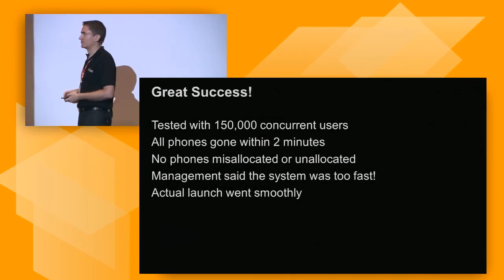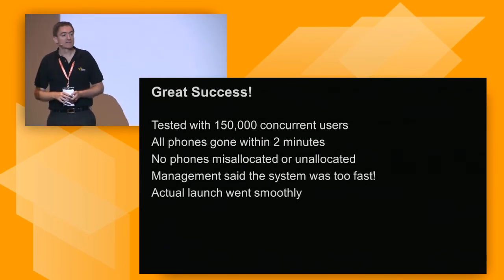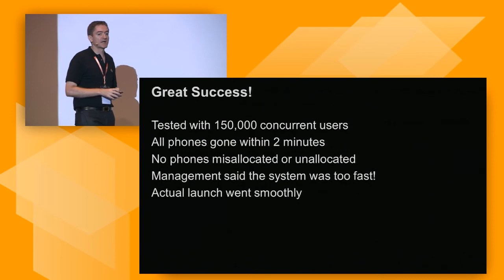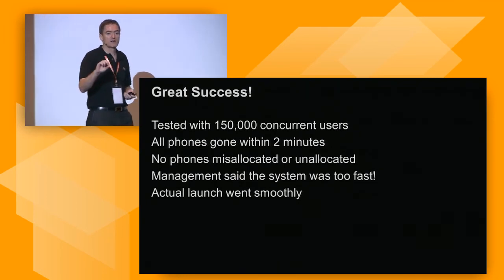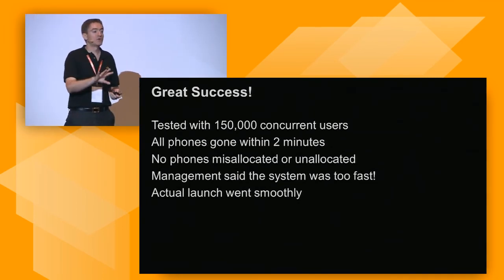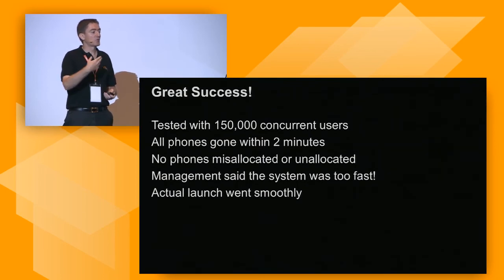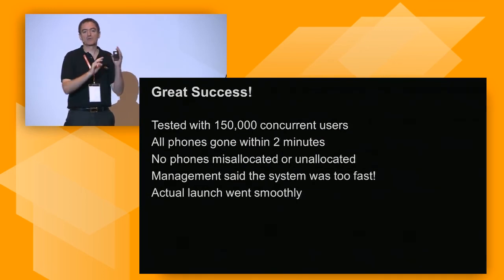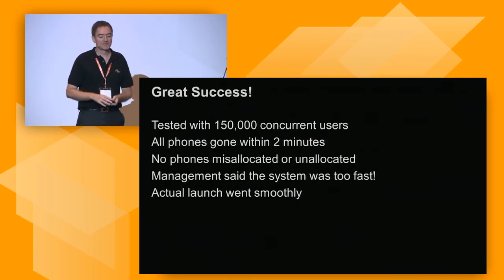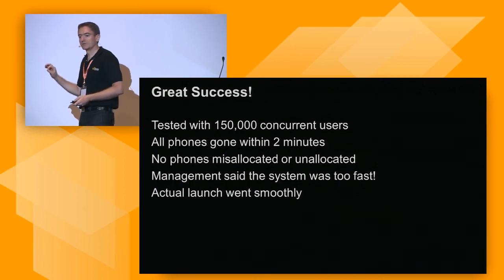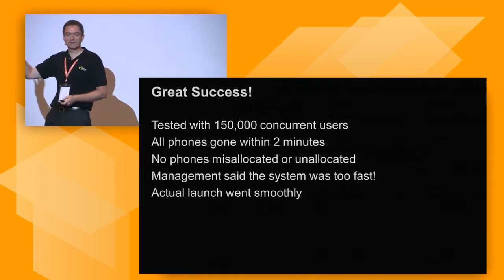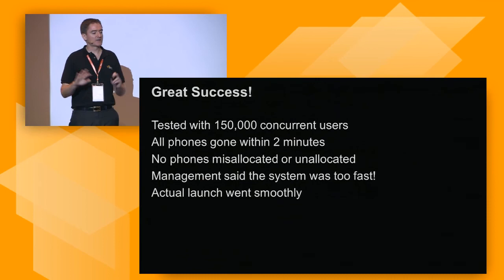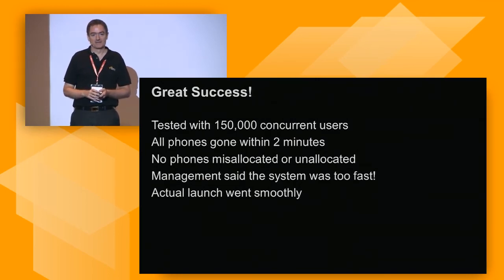So, what did we learn from this? They tested it with 150,000 concurrent users all coming in at the same time. Now this was a proper test, right? So there was wait time in the way that they applied their information through the application. It wasn't just throwing everybody in with no wait time. All the phones were gone within 2 minutes. No misallocations or unallocated phones. Everything went very well. And then management said, that's too fast.